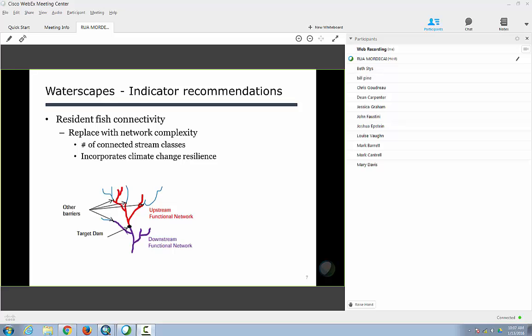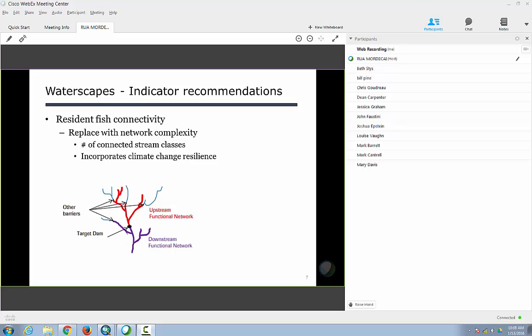So looking at how many within that functional network, so think about that functional network, how many different connected stream classes do we have? And that idea from an overall climate change and resilience perspective is that it will allow different species to move back and forth. Obviously, some species use multiple stream classes anyway for movement and part of their life cycle, but even as certain classes become inhospitable to them, having connected classes so they can make it through and back into the next available habitat is a core component of this. So that brings in some of the resilience factor.